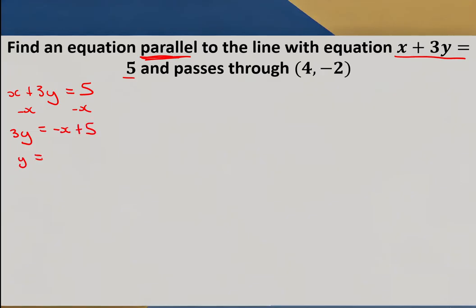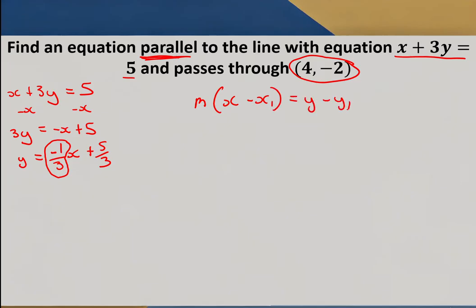And then I'm going to divide everything by 3. So that means I would have here -1/3 x plus 5/3. So I know my gradient must be the same. So I've just circled it. The next thing I'm going to do is circle the point it goes through. So when I write point-gradient form, m in brackets (x take away x1) is equal to y take away y1. I'll just label this as x and y. I'm just substituting my values in.